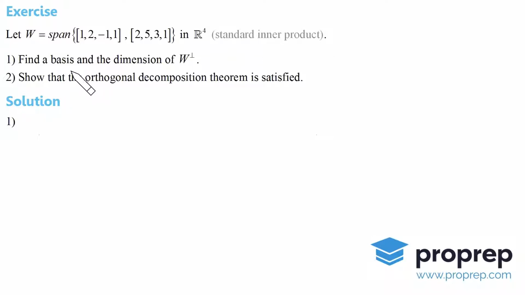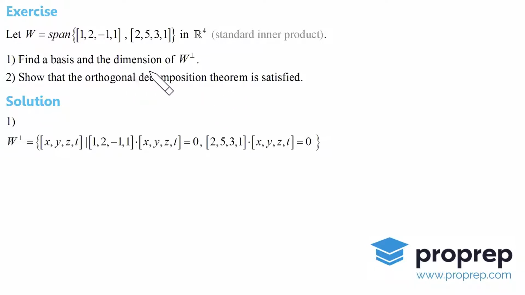Okay, there's two questions. One is to find a basis for W perp, that's the orthogonal complement, and its dimension. And in the second part, to show that the result from the first part confirms the orthogonal decomposition theorem.